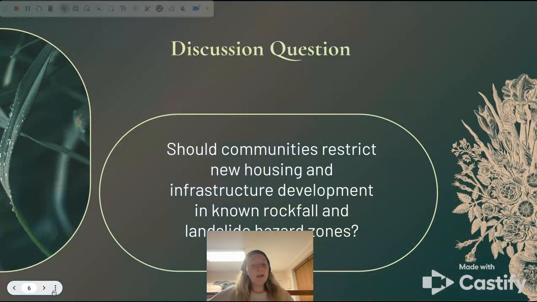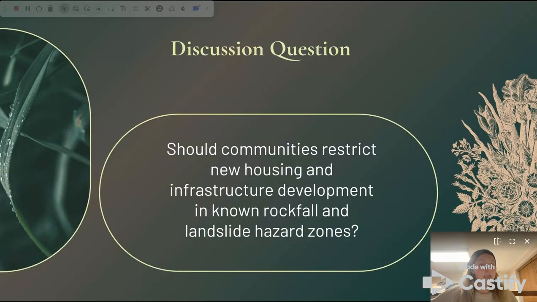And to end off our lesson for today, I have a discussion question. You don't have to answer it out loud, but it's definitely something you should think about. The question is, should communities restrict new housing and infrastructure development in known rockfall and landslide hazard areas? That's just something for you to think about. Maybe next time we can talk about it.